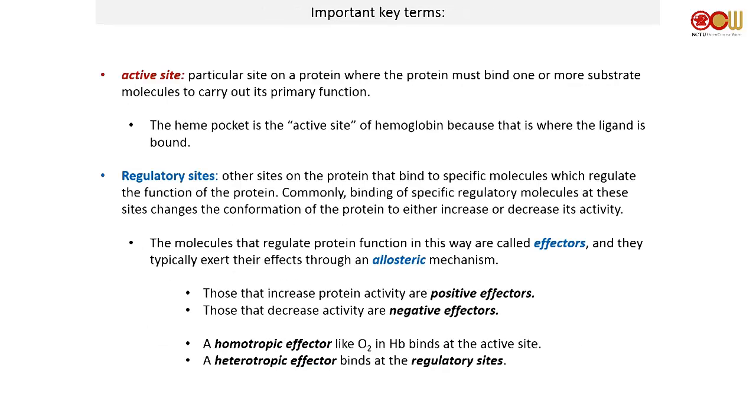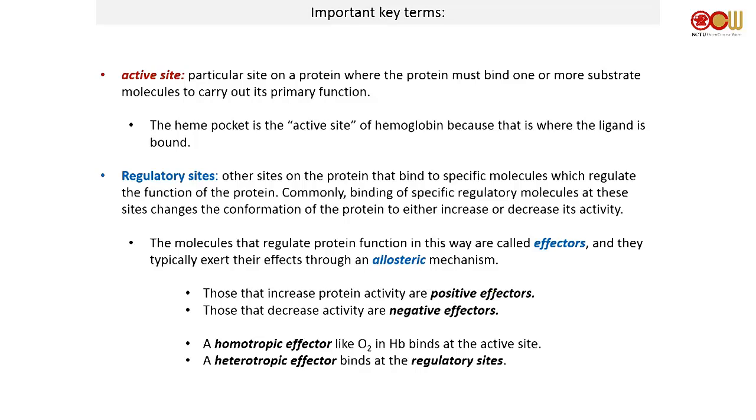Now, a couple of key terms that I want to cover. We have the active site, which I already talked about. The active site is a particular site or location on a protein where the protein must bind one or more substrate molecules to carry out its primary function. So it's like the location where catalysis or function occurs. The heme pocket for hemoglobin is the active site, because that is where the ligand, meaning O2, binds. So the heme pocket, that entire location, is the active site.